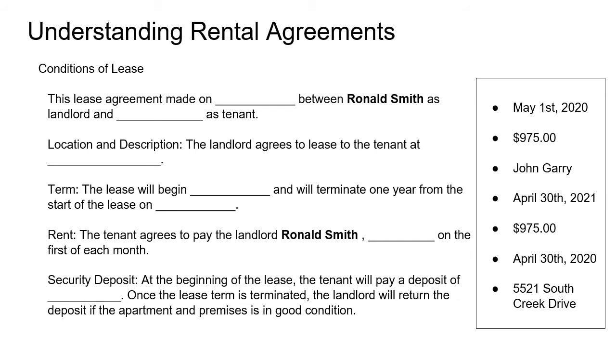The next part of our lesson is understanding rental agreements, or the conditions of a lease. The landlord and the tenant must sign an agreement called a lease. Now, it is important to know what a tenant and a landlord is. The tenant is the person renting the unit or house. The landlord is the person leasing the unit or house.